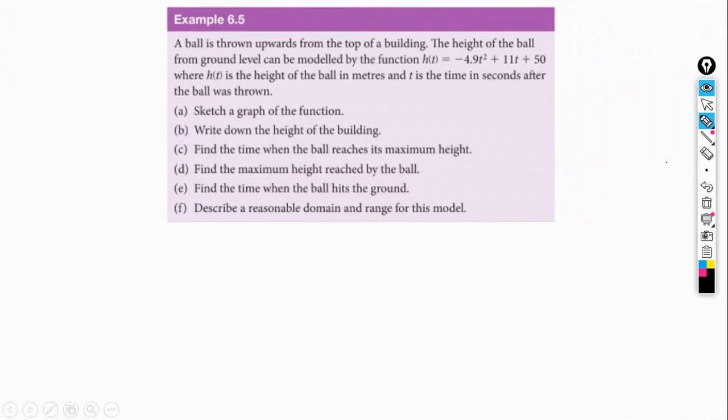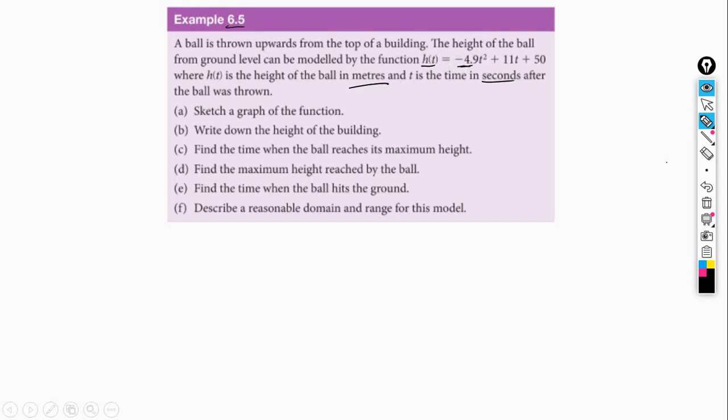So now let's take a look at example 6.5. And it says, a ball is thrown upwards from the top of a building. The height of the ball from ground level can be modeled by the function h of t is equal to minus 4.9 t squared plus 11t plus 50, where h of t is the height of the ball in meters and t is the time in seconds after the ball was thrown. Part A, sketch a graph of the function. So notice that the value here for a is minus 4.9.